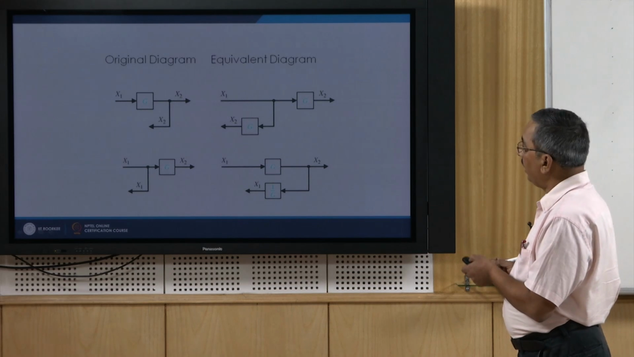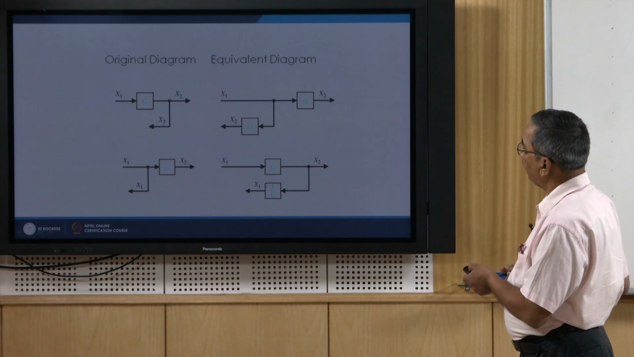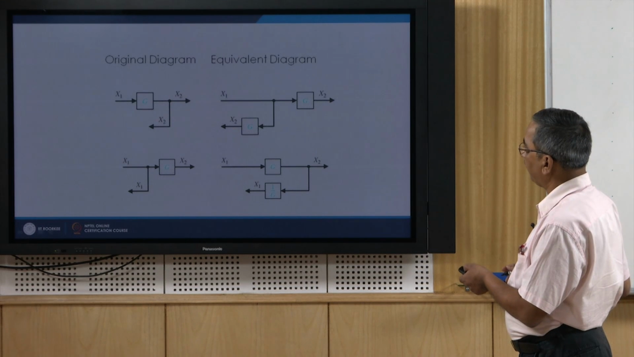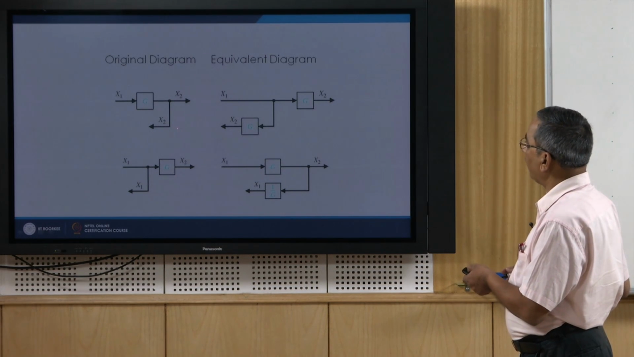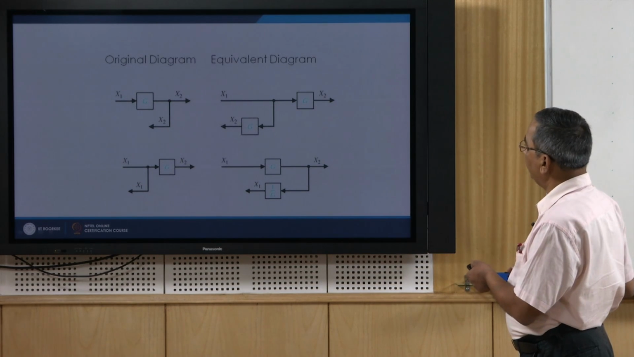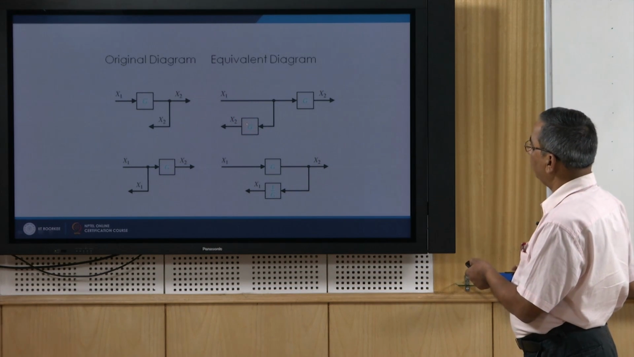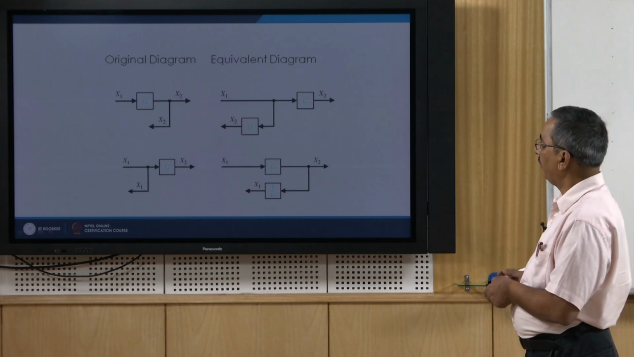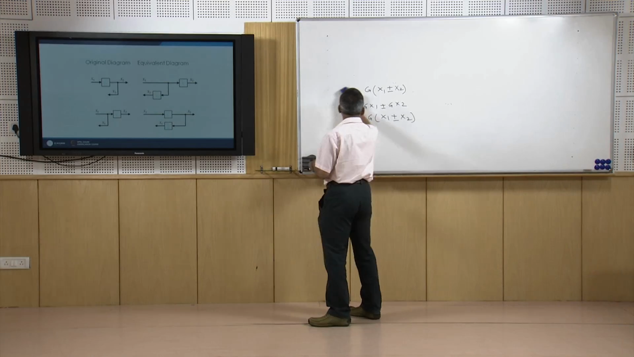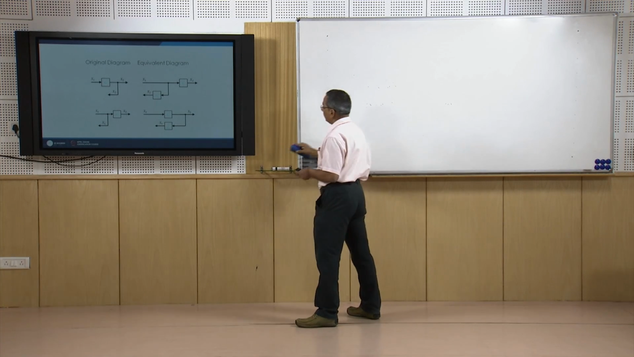Similarly, here you see that in this block there is a point where we are tapping this x2 signal. Now, if I take this tapping point from here to here, I have to introduce one additional block here with the transfer function g. So, this is how we explain it, and again the output in both cases, the original block and the equivalent block, is the same.